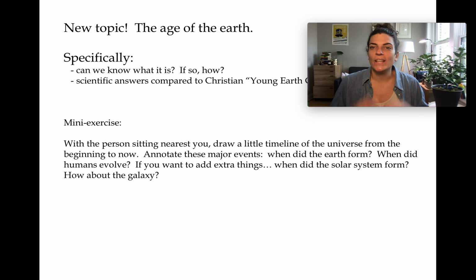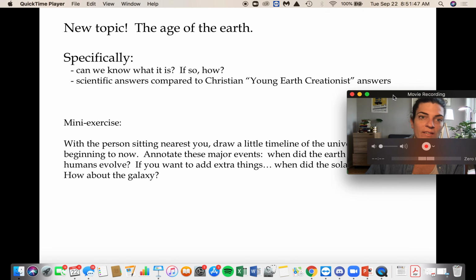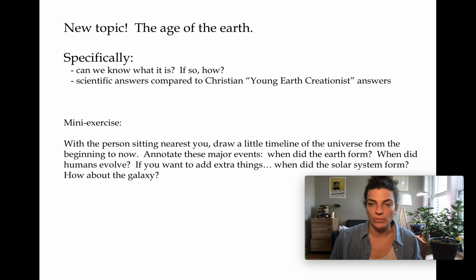So now let's shift gears a little bit and talk about the age of the Earth and see how that relates to this idea of observation and objectivity. Specifically, can we know what the age of the Earth is? Is that something that we can do? And if so, how do we do it? So we're going to talk about that and some historical references to that.